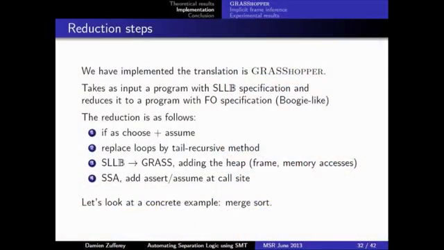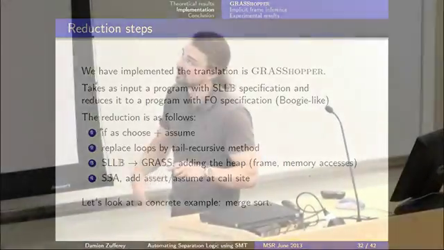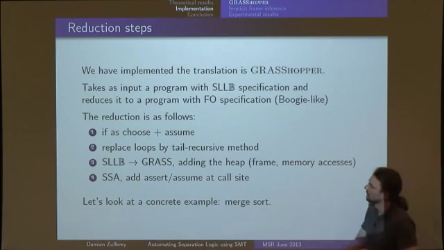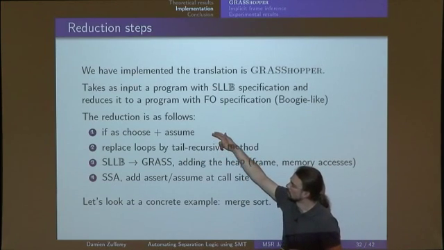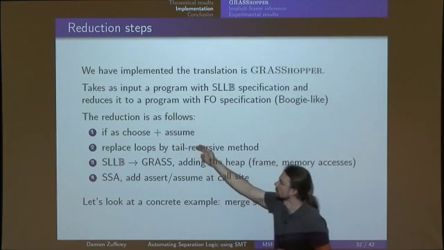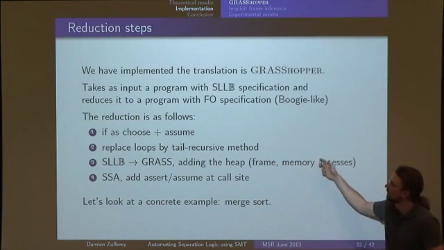Now the implementation. The idea is that you start with a program with this separation logic specification and apply some reduction steps and get a program that looks like input to Boogie, so a first order specification. We'll see examples of how it works on this concat example. But the idea is that you first replace part of the control flow with simpler structures like, for instance, choose and assume.